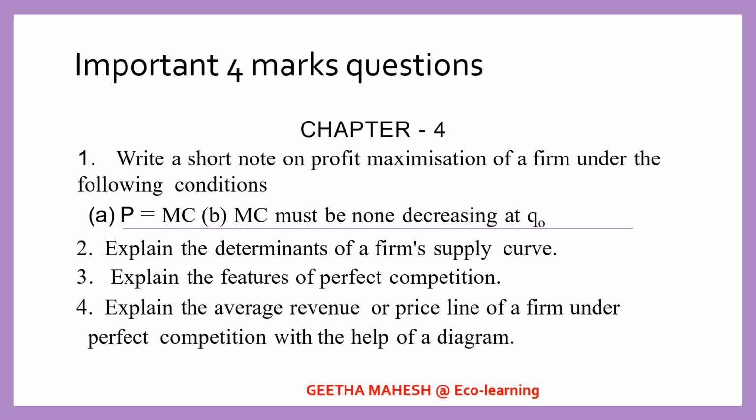2 conditions you need to explain: P equal to MC and MC must be non-decreasing. Then determinants of firm supply, features of perfect competition, and the average revenue or the price line of a firm under perfect competition with the help of a diagram. So out of these 4, 1 4-mark question you need to attend. So prepare these questions properly.